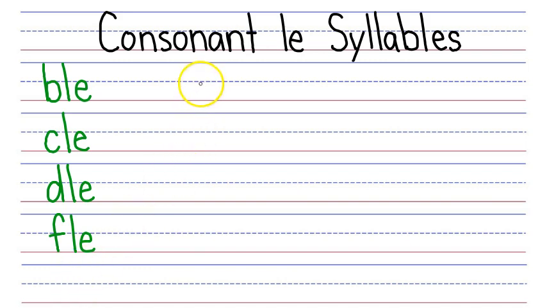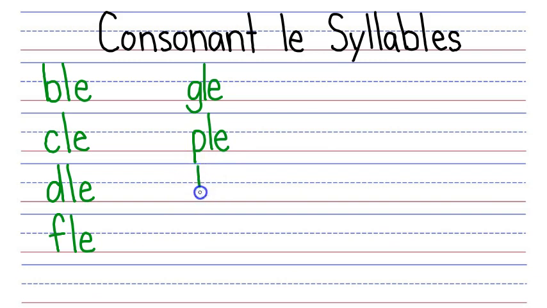Next is goal. Goal begins with a G that says G and ends with a LE that says ul. Goal. And then pull begins with a P that says P and ends with a LE that says ul. Pull.